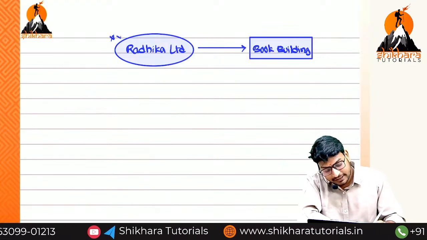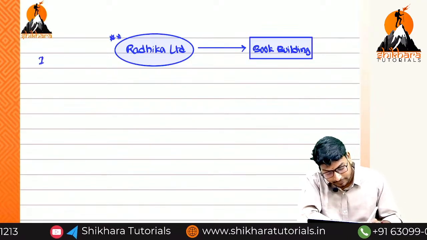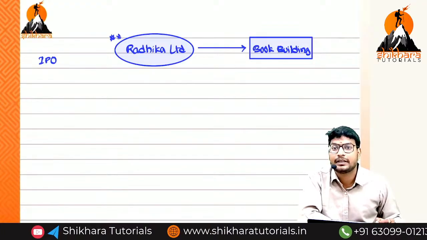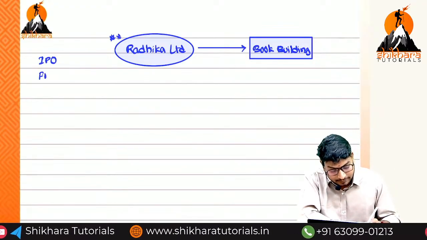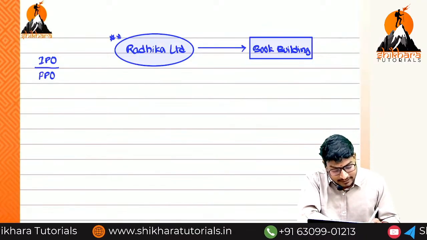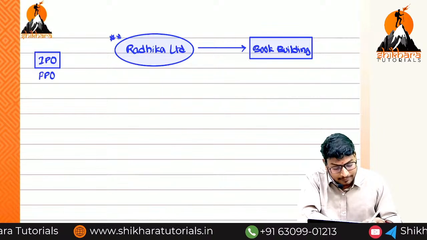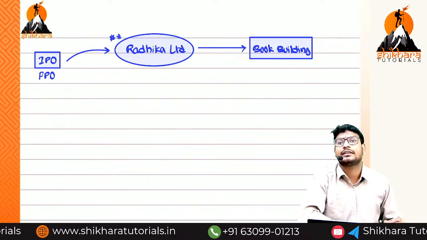First time only we are coming into the listing. So this is called as IPO, initial public offer. Second time if you come, it is called as FPO. What is the meaning of FPO? Further public offer. So imagine we are coming up with an IPO. So we don't know whether people are interested to purchase our shares or not.